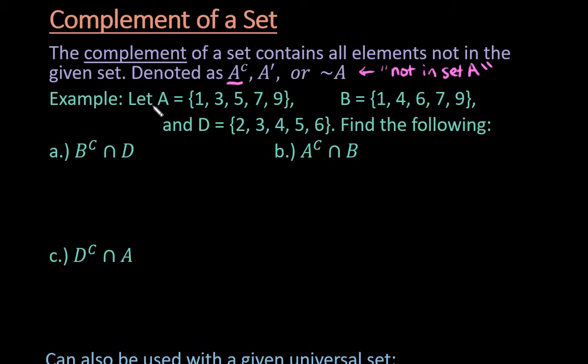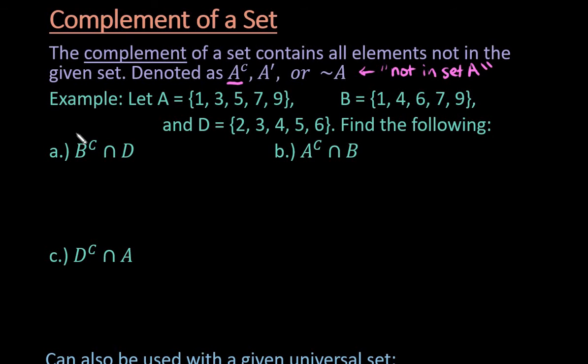So if I just looked at set A, 1, 3, 5, 7, and 9, there are a lot of numbers in our real number system that are not in this set. It could be a very large amount of numbers, or you can narrow it down by dealing with multiple sets. So set A is 1, 3, 5, 7, and 9. B is 1, 4, 6, 7, and 9, and D is 2, 3, 4, 5, and 6. I chose not to use C as a set name, even though you can, just because of the symbol I'm using, but it doesn't matter what your sets are called.